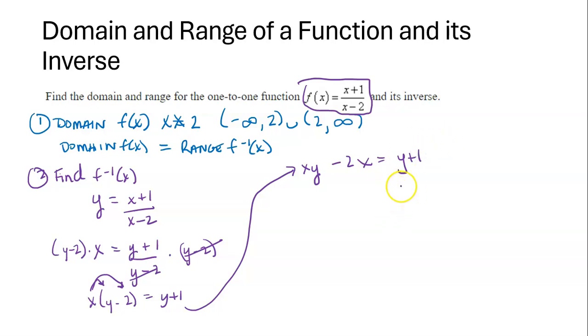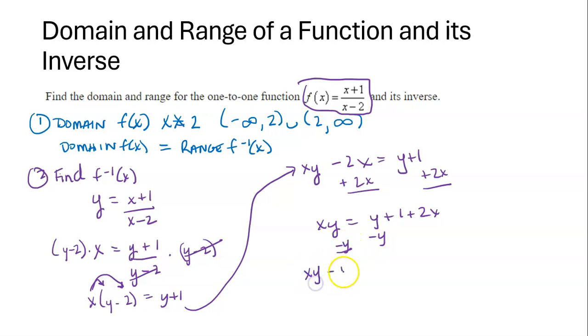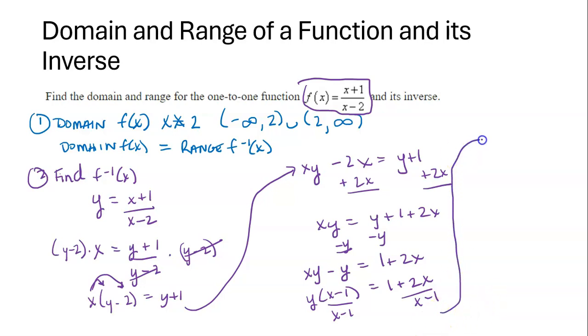And then I'm going to start combining like terms. I'm going to add this over here. xy is equal to y plus 1 plus 2x. And I'm going to subtract this over here. So we need to get our y's on the same side. I'm going to factor out the y. And then I'm going to divide by that. So that gives me y is equal to 1 plus 2x over x minus 1. Is that the answer? Praise the Lord, it is.